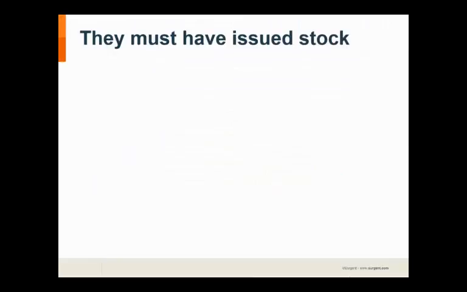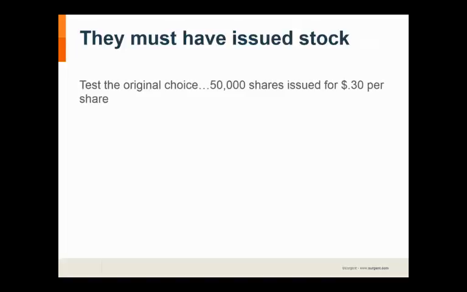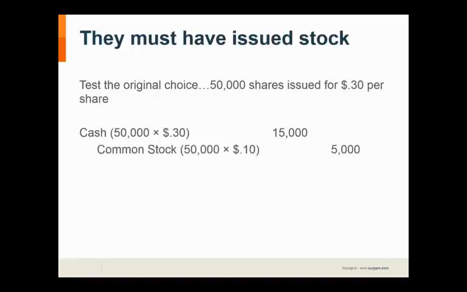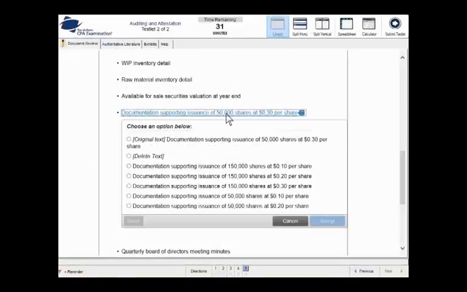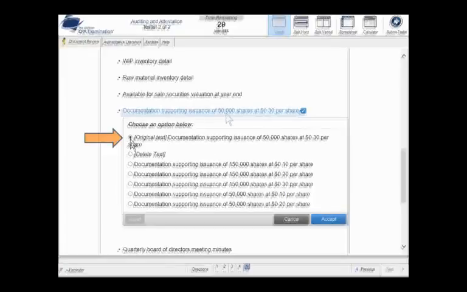So what I'd like to do is let's test the stock. It's clearly the case that they issued stock. But let's test their choice and see if the math works. They told us in the original choice that it was 50,000 shares issued for 30 cents a share. Well, that would mean cash would have been debited for 15,000. Common stock would have been credited for 5,000, the 10-cent par, and that means additional paid-in capital would have been credited for $10,000. And so common stock would have gone up for 5, additional paid-in capital would have gone up for 10, and indeed that's what's happening in this problem. So here's an example where we would select the original text.